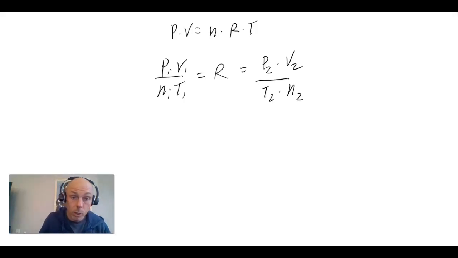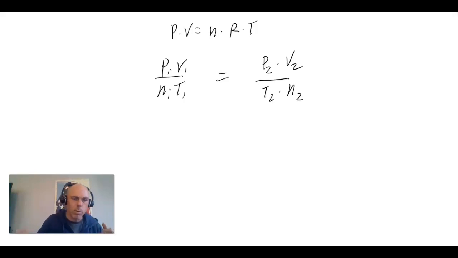And if this is true, if the pressure times the volume over the moles times the temperature under one set of conditions is equal to the same R as the pressure, volume, temperature, and moles under a different set of conditions, then they're equal to each other. I can get rid of that R in the middle. And magic, it's gone. So there is the pressure, volume, moles, and temperature under one set of conditions equaling the pressure, volume, temperature, and moles under a different set of conditions.